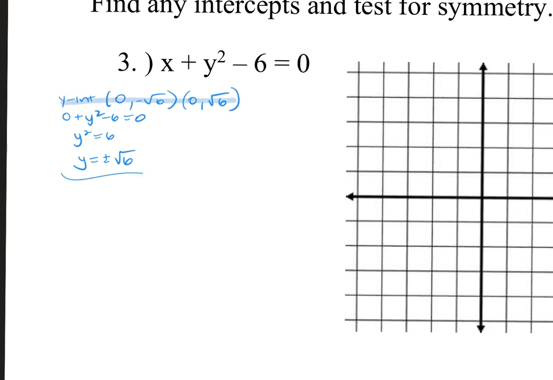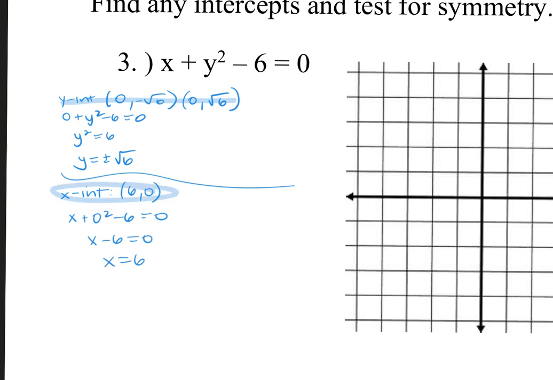Then I do my x-intercepts. So I'm going to make the y 0. X plus 0 squared minus 6 equals 0. X minus 6 equals 0, and x equals 6. And there's my x-intercept. And then our test for symmetry. So x-axis symmetry, I plug negative y in for y. And this time it goes back to the original. So it does have x-axis symmetry.